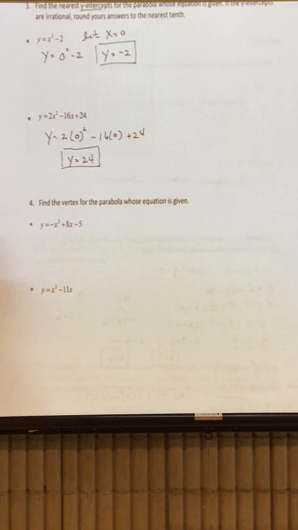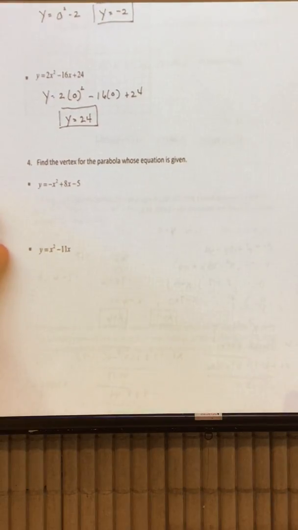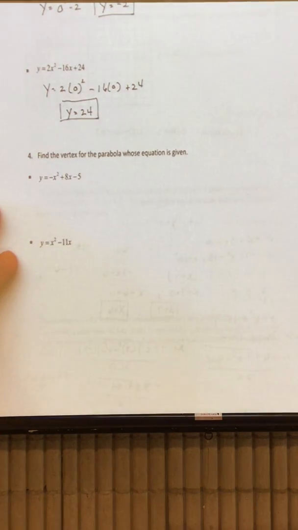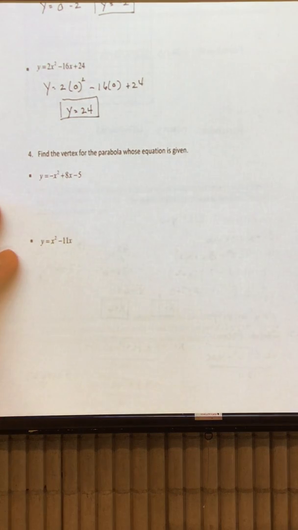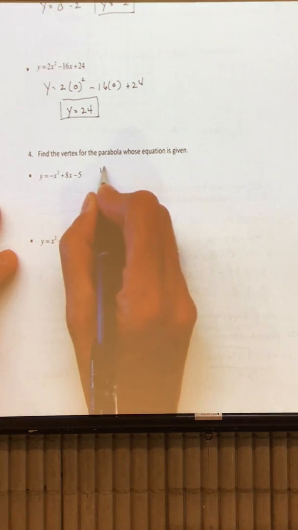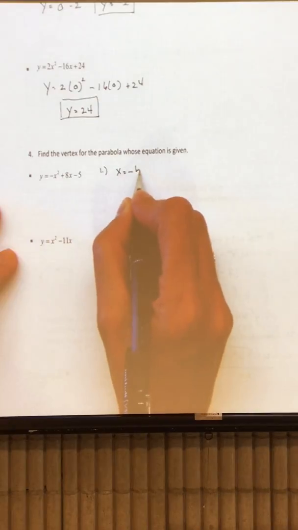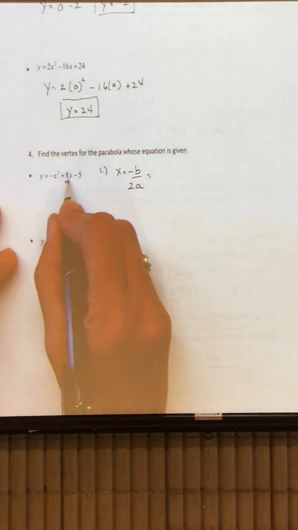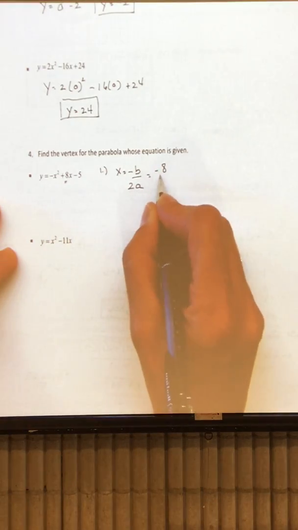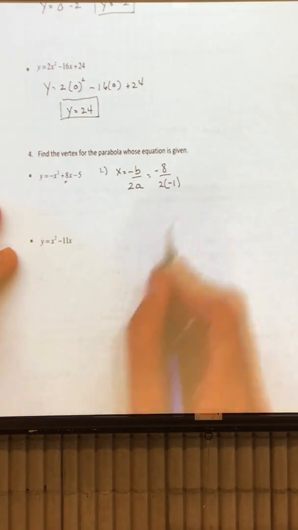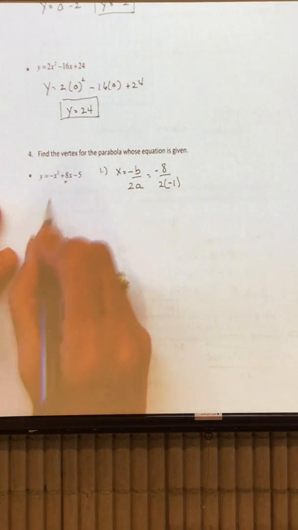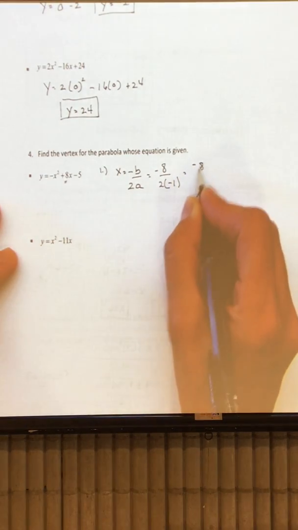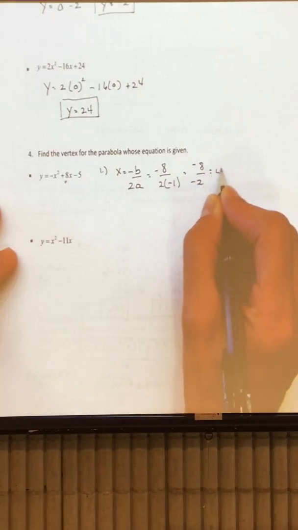For number 4, find the vertex for the parabola whose equation is given as negative x squared plus 8x minus 5. To find the vertex, we first have to find the line of symmetry. So that is x is equal to negative b divided by 2a. So our b again is the coefficient in front of the x. So you have negative 8 divided by 2 times negative 1. Your a is the coefficient in front of the x squared. So you have negative 8 divided by negative 2, which is equal to 4.